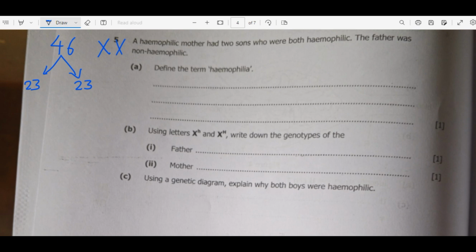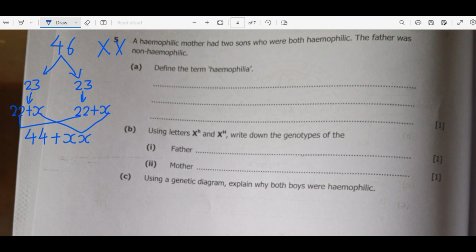Now, out of these 23, there should be 22 autosomes plus one X chromosome, and in the other one also 22 autosomes plus one sex chromosome. So if we add 22 plus 22, we get 44. So there are 44 non-sex chromosomes. Then if we add the two X chromosomes, in total we have 46. So for a woman, there are 44 that are responsible for the body and 2 chromosomes that are responsible for sex.